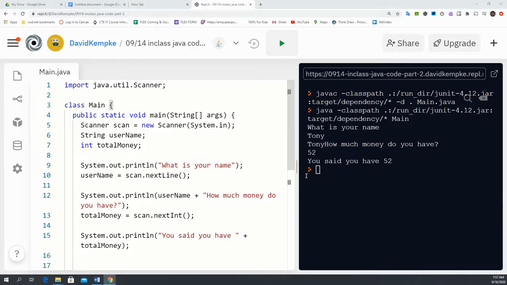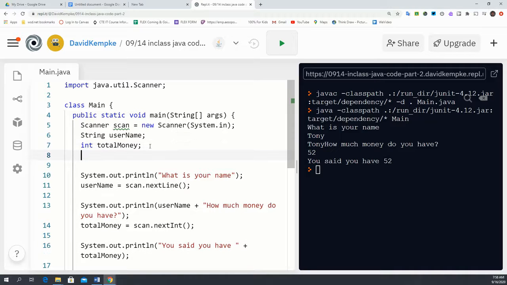Okay, last video we figured out how to input variables into our program. And if you followed along with the PowerPoints like you should be, we also talked about operations and being able to do some math here. So we have int total money. And I just want to ask the user a couple more questions.